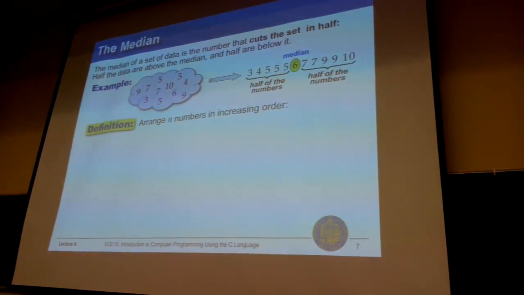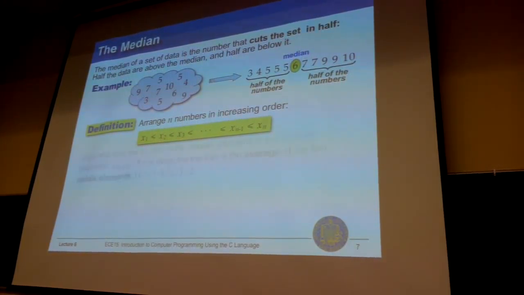Sorting, by definition, is to arrange the n numbers in increasing order. Here we're just taking our set of numbers and sorting them so that they follow the set of conditions. We have some indices here, and each successive x is greater than or equal to the previous one.